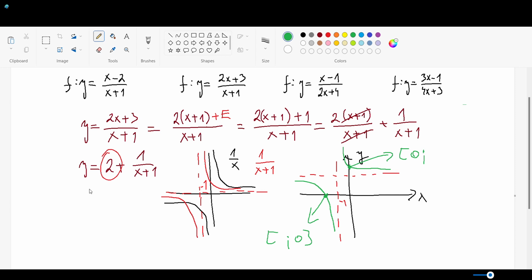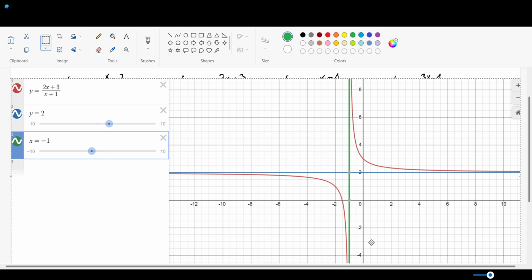Let me share my result with you so that we can confirm that everything we did was correct. So here is the result from Desmos. As you can see, this is my original function, this is my horizontal asymptote, and this is my vertical asymptote. And please note and see the red lines on the graph.